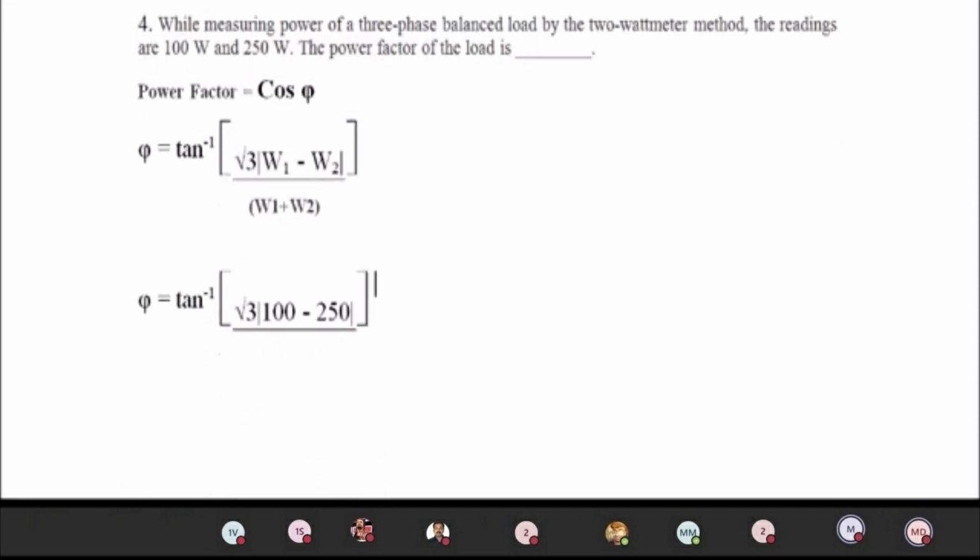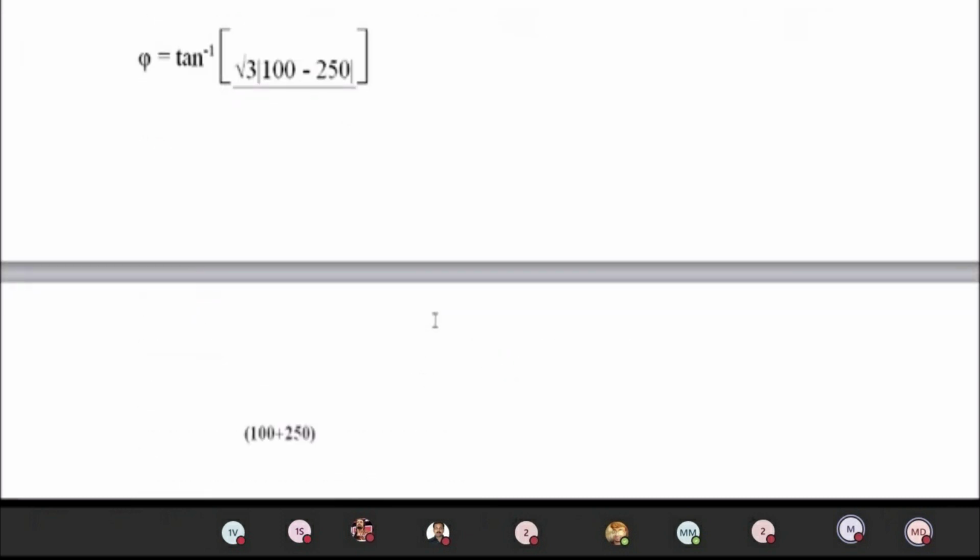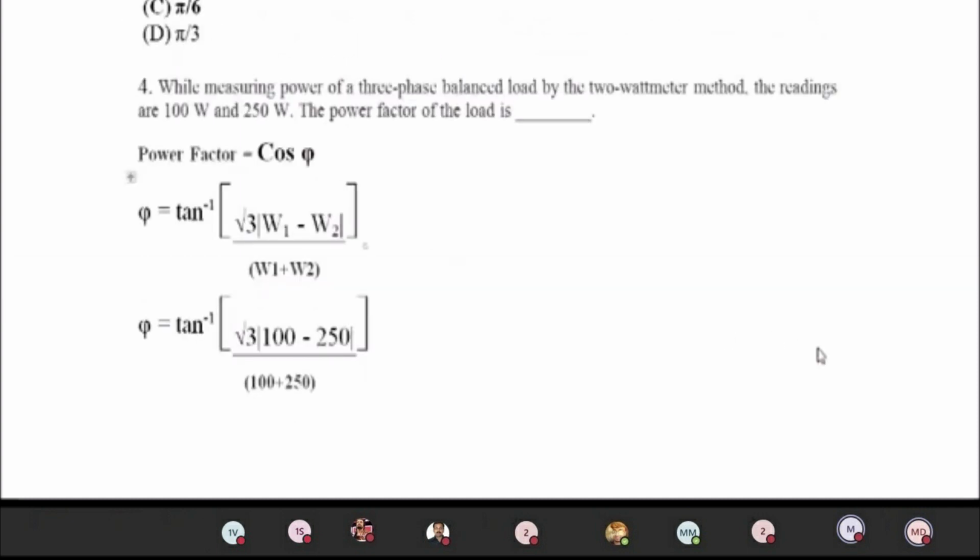And the fourth one, this is the real numerical part. So I think some adjustments have gone off. I'll just fix it. Okay, you can see the question. While measuring power of a 3-phase balanced load by the 2 wattmeter method, that is a clue, it is a 2 wattmeter method. The readings are 100 watts, that is wattmeter 1, and 250 watts for wattmeter 2. Now the power factor of the load is the question.